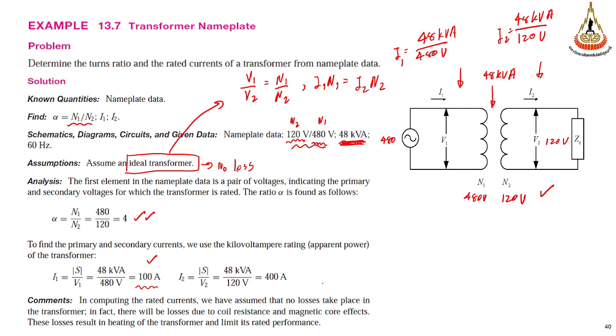So the current is 4,000 ampere maximum from this side, and the current from this side is 100 ampere maximum. Okay, this is the capacity of the transformer, right? So in the low voltage side, they can usually supply higher current.